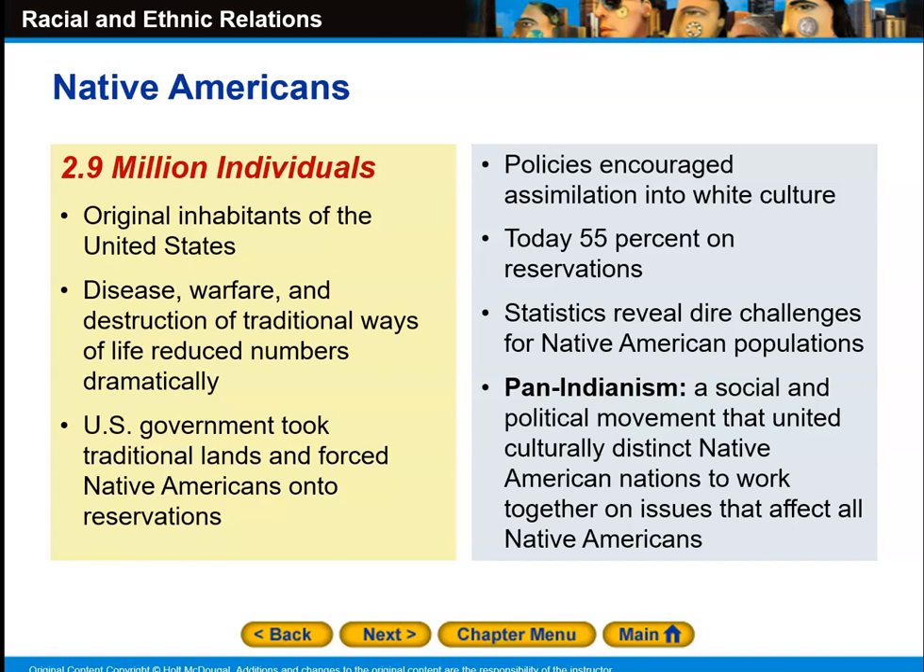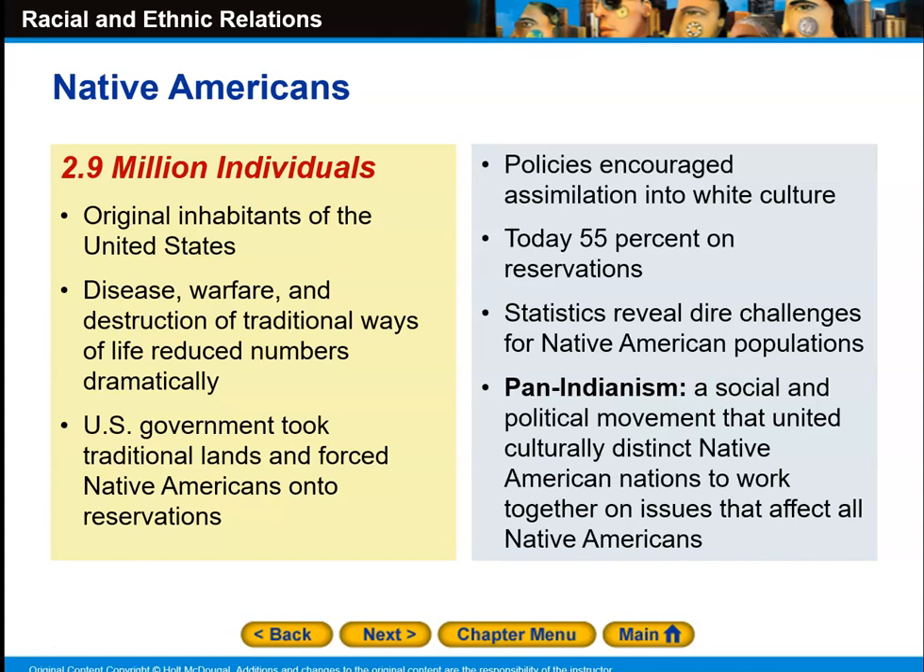Policies encouraged assimilation into white culture. In fact, at one point in history, they were forced to send their children to boarding schools where they would learn white ways. Statistics reveal dire challenges for the Native American population.